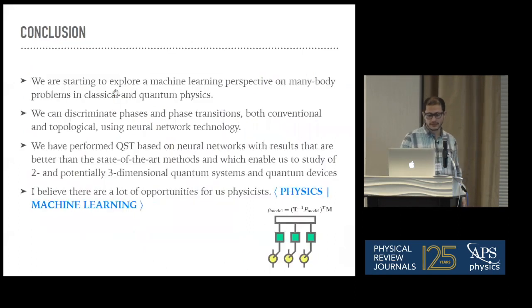So with this, I conclude. We're starting to explore a machine learning perspective on the many-body problem, both in classical and quantum physics, and we can discriminate phases and phase transitions, both conventional and topological, using these neural nets. We have performed quantum state tomography or quantum state reconstruction based on neural networks, and these results are better than the other methods, and they enable us to study 2D and hopefully in the future 3D quantum systems and quantum devices. And just a final remark: I believe there are a lot of opportunities for us physicists at the intersection between machine learning and physics, right? So, thank you.